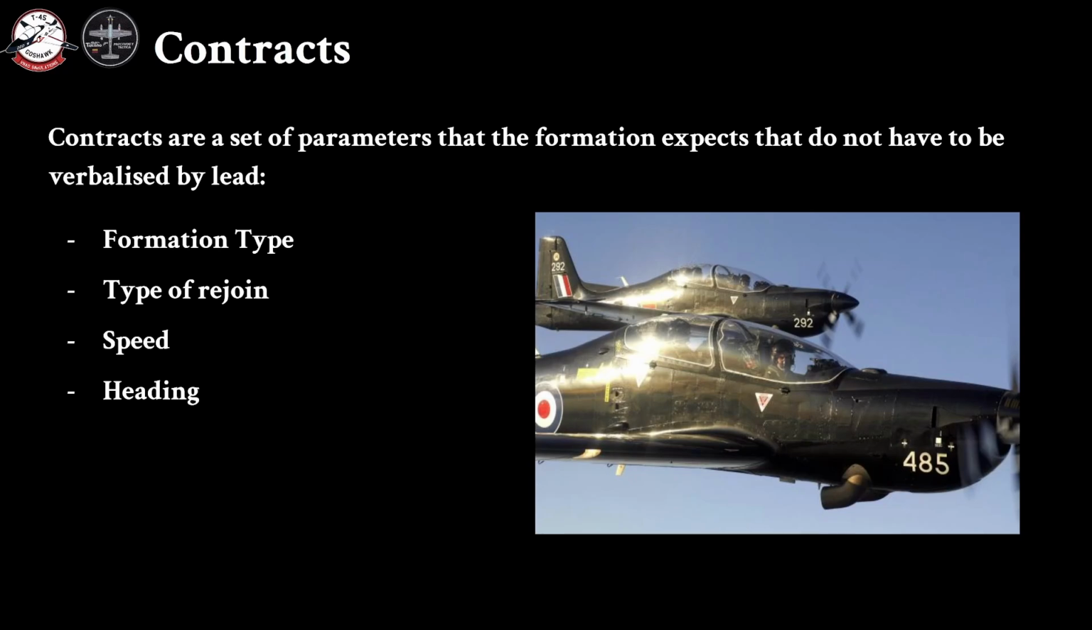Contracts are a set of parameters that the formation expects that do not have to be verbalized by lead. These are typically established by lead during the pre-flight briefing. For the context of formation flying, they need to include takeoff and departure information: the type of takeoff you're going to do, the direction of departure, the initial heading for the departure, what formation type you're going to do at the beginning of your flight, the type of rejoin, what the rejoin airspeed is going to be, and what the cruise speed is going to be once established. All of this information is what the flight should know in order to have a successful multi-ship flight.